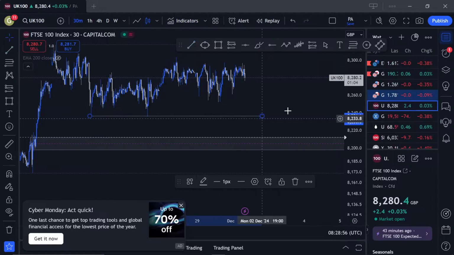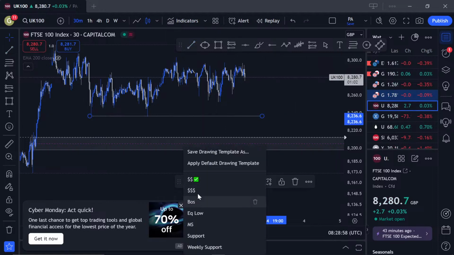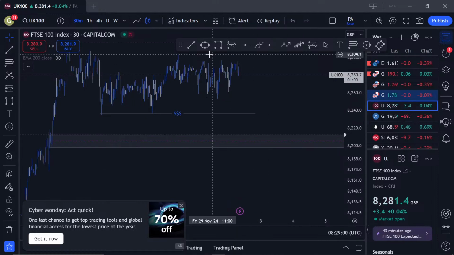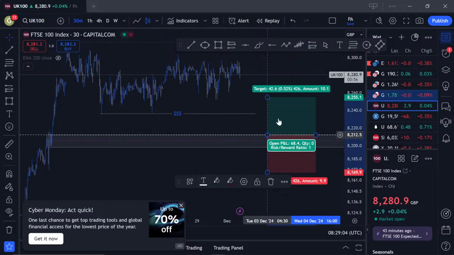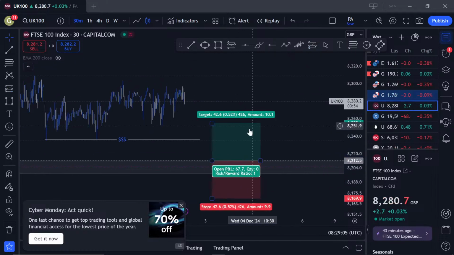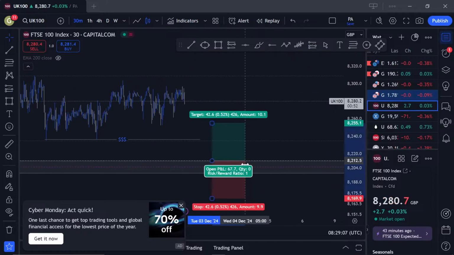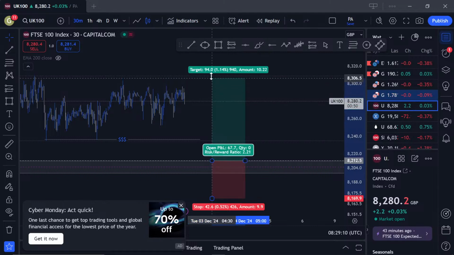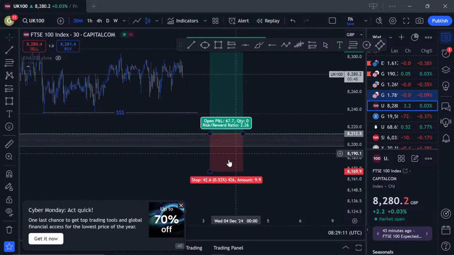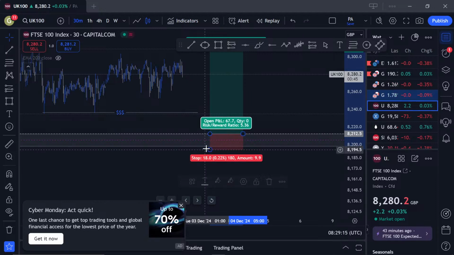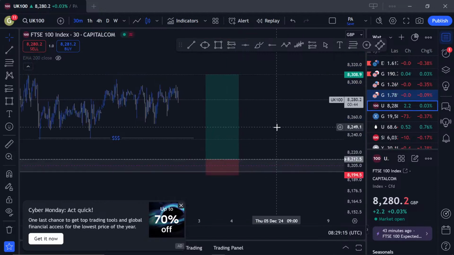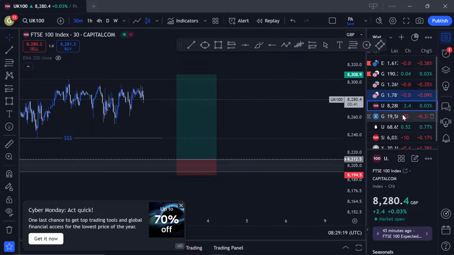I'm also going to look for a buy from this level right here, targeting this high here with my stop loss right below here. That's a 1:5 on UK 100. I'm not new to it.